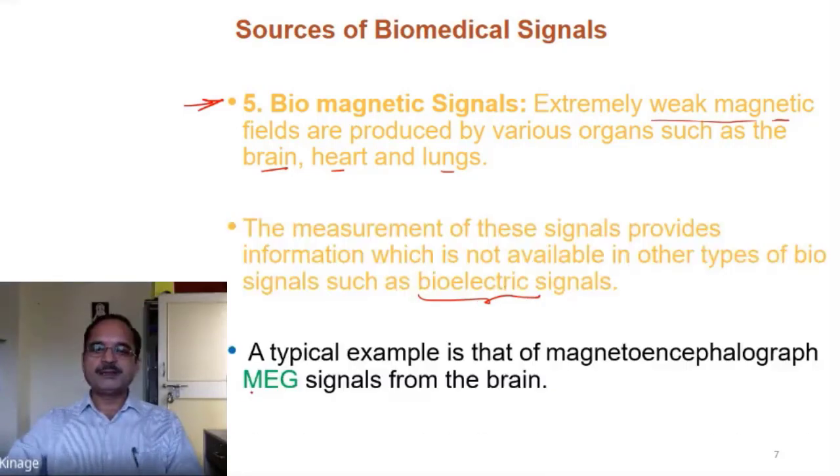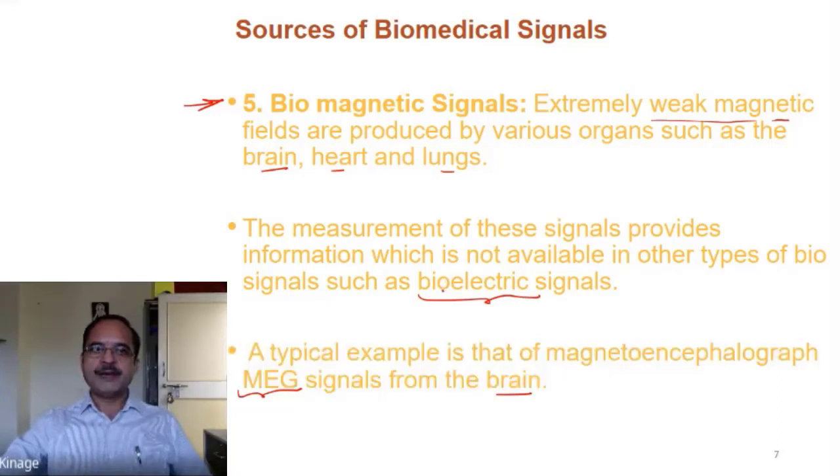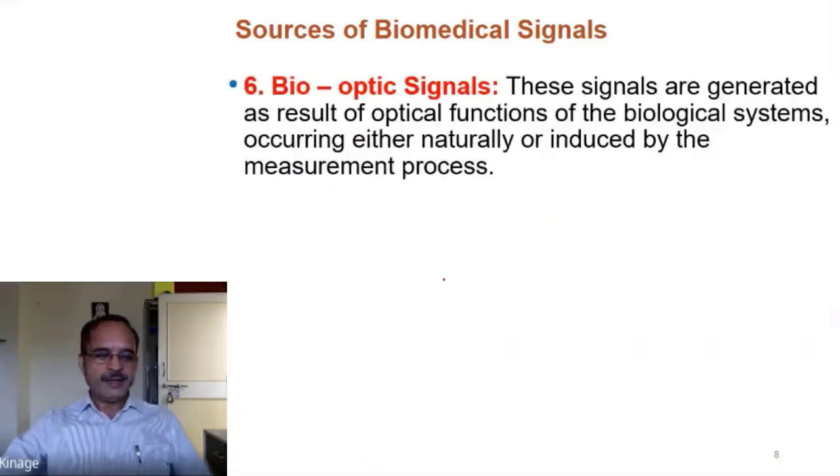So the example is magnetoencephalograph. Magnetoencephalograph signals which are available from the brain. So these are biomagnetic signals. Next, biooptic signals.